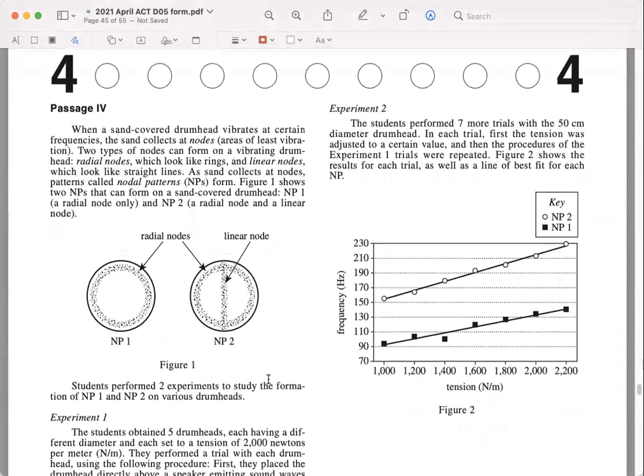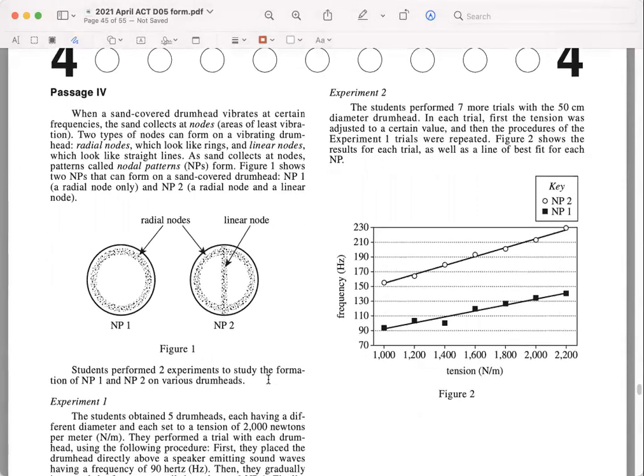Okay, passage 4. When a sand-covered drumhead vibrates at certain frequencies, the sand collects at nodes, areas of least vibration. Two types of nodes can form on a vibrating drumhead: radial nodes, which look like rings, and linear nodes, which look like straight lines. As sand collects at nodes, patterns called nodal patterns form. Figure 1 shows two nodal patterns that can form on a sand-covered drumhead: NP1, a radial node only, and NP2, a radial node and a linear node.